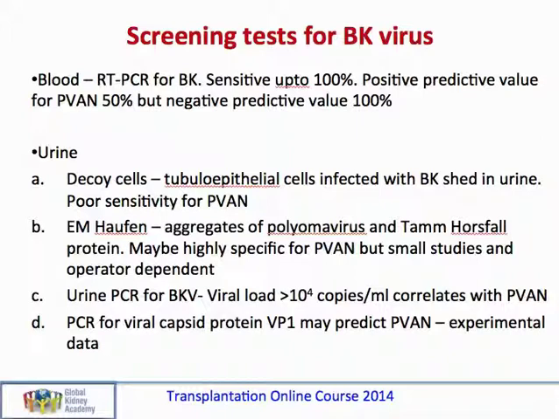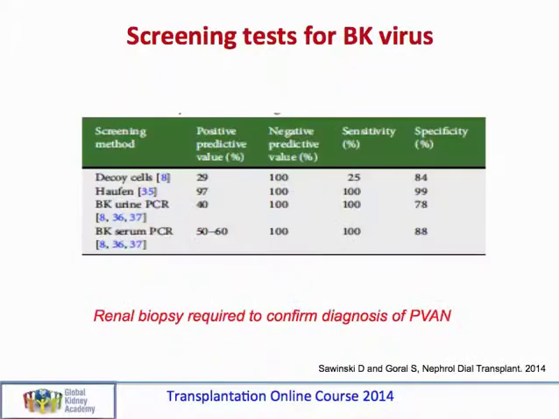Most centres will simply do PCR for BK viral load, and certainly the higher the viral load in the urine, more than 10 to the 4 copies, then you're much more likely to have viremia. And there's increasing interest in PCR for a viral capsid protein VP1, which may predict actual BK nephropathy, but that data is predominantly experimental at the moment.